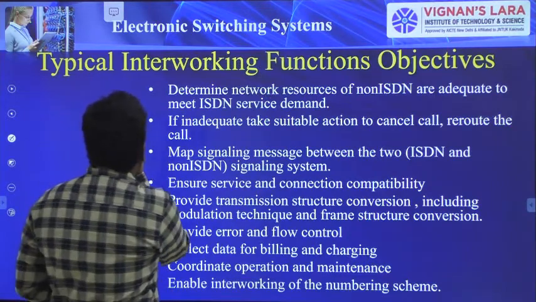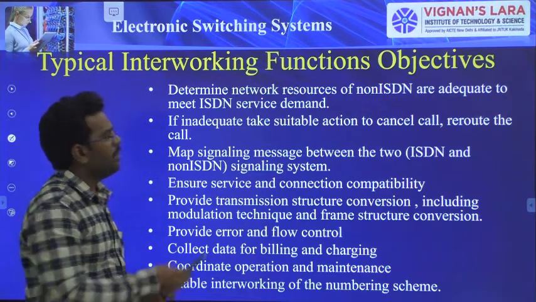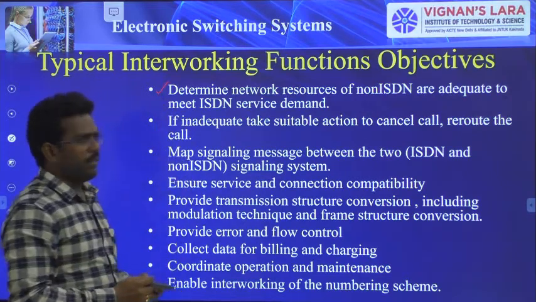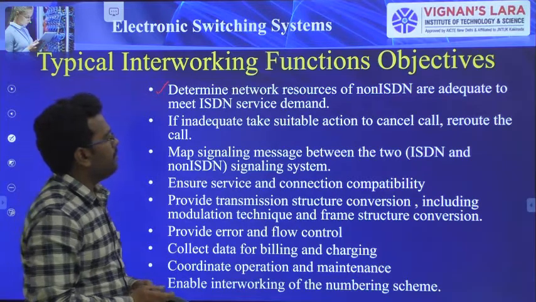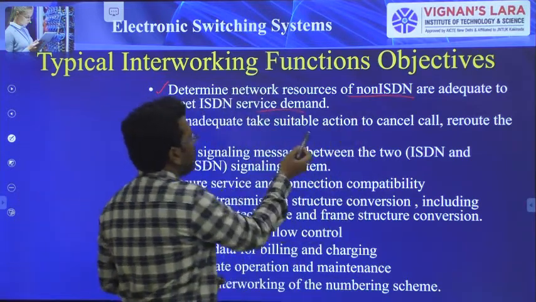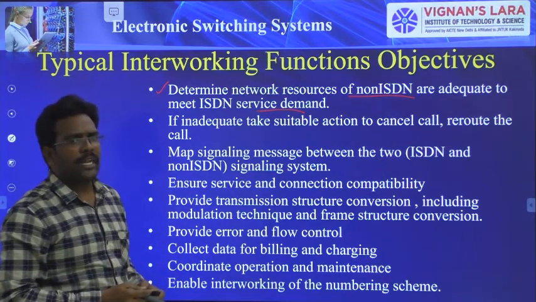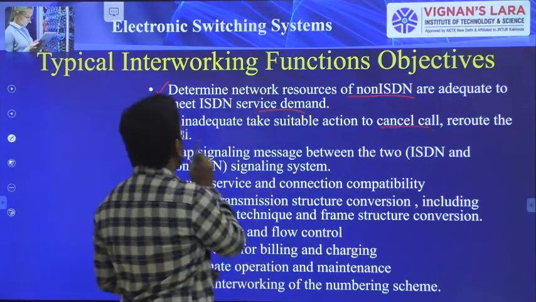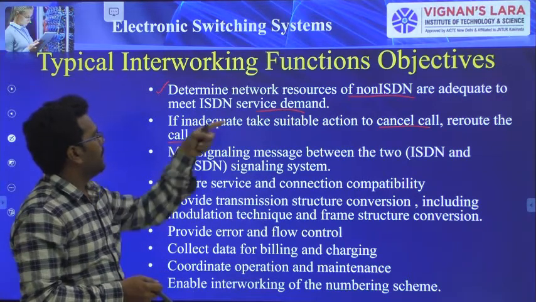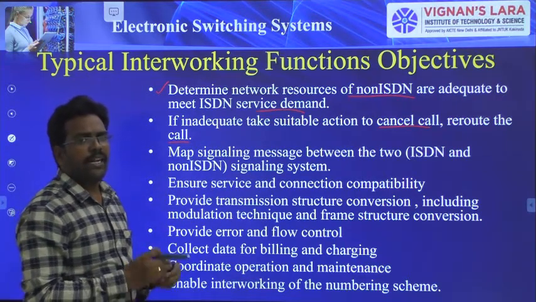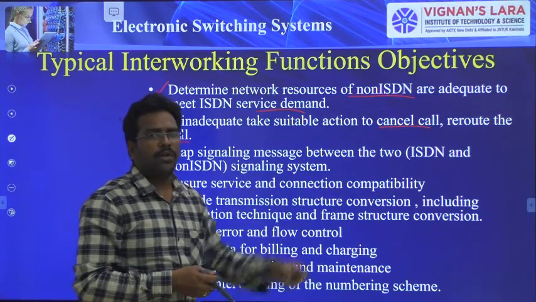Next, typical interworking function objectives. The first objective is to determine whether the network resources of the non-ISDN are adequate to meet ISDN service demands. If inadequacy takes place, suitable action has to be taken to cancel the call and reroute the call because it is not supporting. So first you have to identify whether it is adequate or not. If it is adequate, continue the call. If it is inadequate, terminate the call and reroute the call.